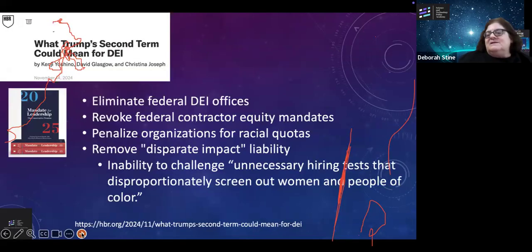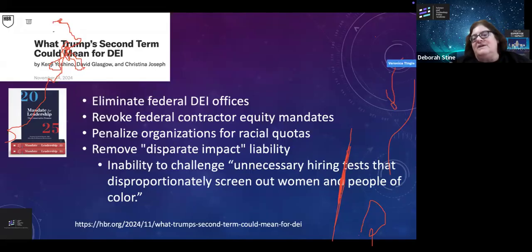So the question is what's going to happen in the Trump administration? So although Trump has indicated that Project 2025 is not something that he does, this is from the Heritage Foundation. It does have things that might impact federal programs and then subsequently state programs that get federal money. For example, it talks about eliminating all federal DEI offices.